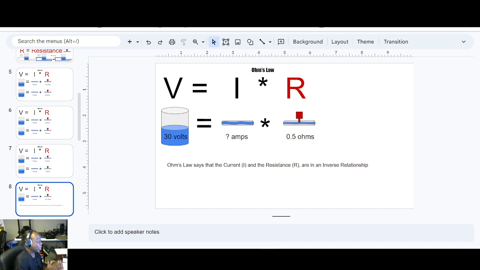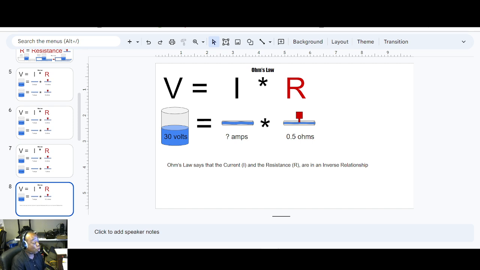Let's decrease it one more time. So now it's 0.5. It's really small. Well, what would the voltage, and the voltage being 30, what would the current have to be? The current would have to be 60, because 60 times 0.5 would be 30.